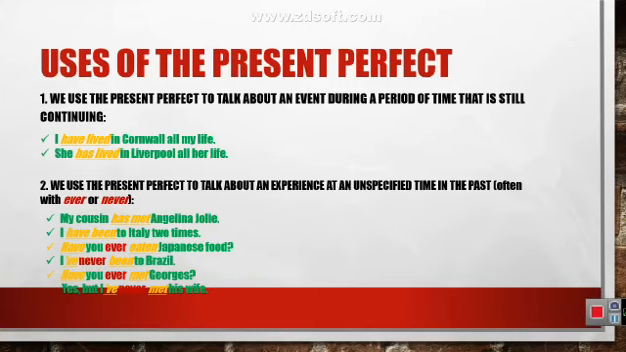Have you ever eaten Japanese food? I've never been to Brazil. Have you ever met George? Yes, but I've never met his wife. These 4 sentences also talk about 4 experiences at an unspecified time in the past. And we used ever or never in these sentences.